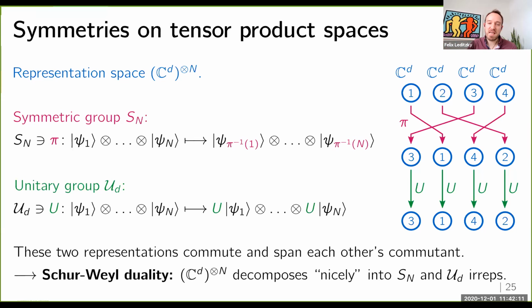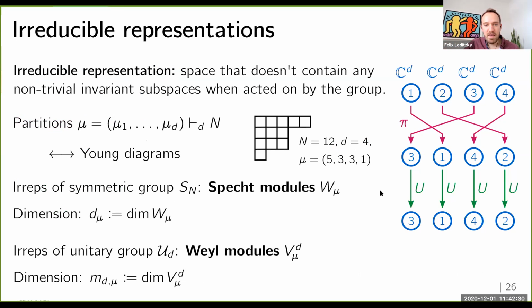For these two particular groups, Sn and Ud, this is called the Schur-Weyl duality because it was found by Schur and Weyl. And the nice thing is now that we can use this duality and this commutant structure to decompose our representation space into the irreps of Sn and Ud in a way that I mentioned in the preliminaries. How do we do that? Just as a reminder, an irrep or an irreducible representation is a space that doesn't contain any non-trivial invariant subspaces when the group acts on them. So these are kind of like the building blocks.